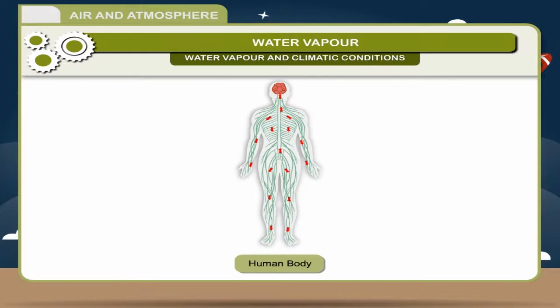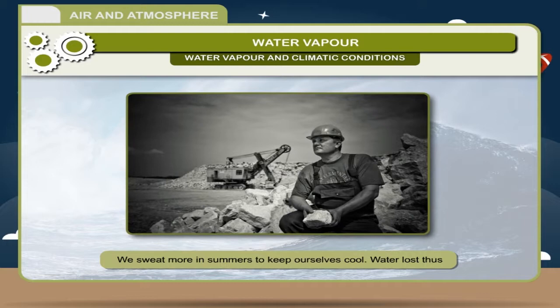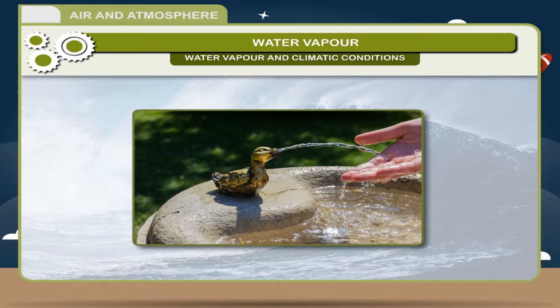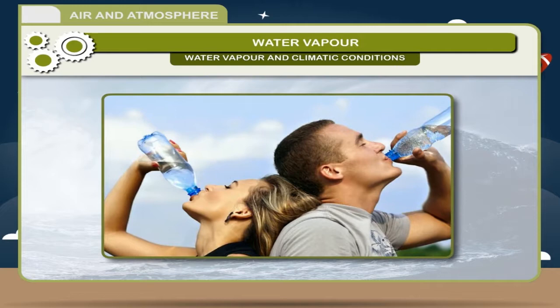Water evaporates from our body also. We sweat more in summers to keep ourselves cool. Water lost is regained by our body by causing the sensation of thirst. We drink water to quench our thirst, and thus lost water is regained.